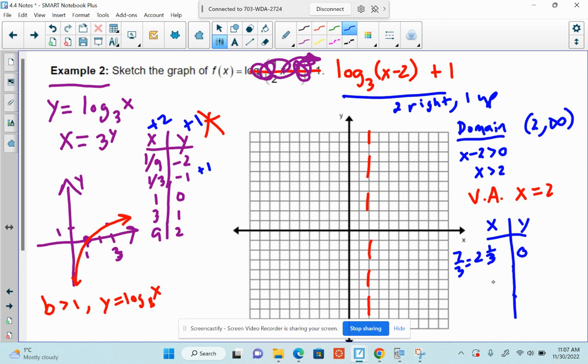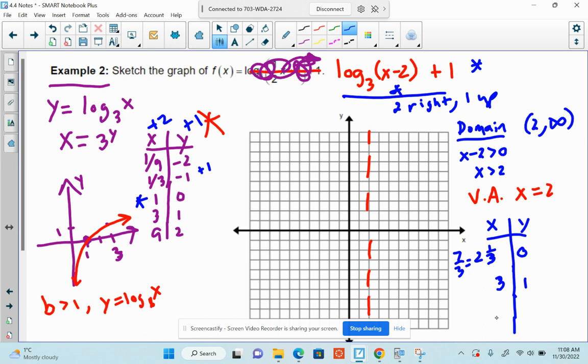Okay, so let's do the next one. If we add 2 to the x and 1 to the y, we get 3, 1. Let's check and make sure that works in the original function. 3 minus 2 is 1. The log of 1 to any base is 0. And then 0 plus 1 is 1.